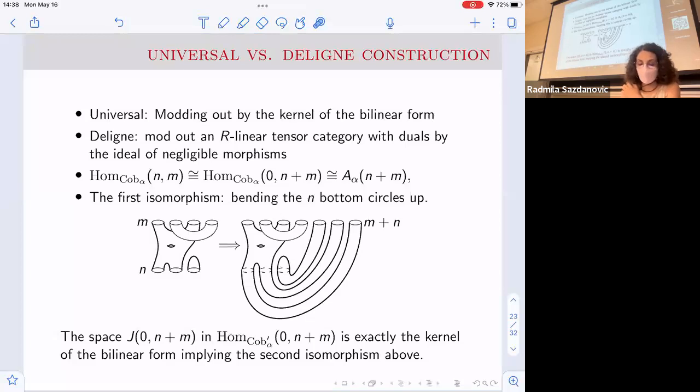Okay, something to notice that's a useful thing when you're proving things, and I think it's not hard to see. If you're looking at the hom space in this Cob alpha between N and M, it can be realized by taking all of the bottom circles and pulling them up here. And then you evaluate, and it's the same as the hom between 0 and N plus M. And again, that's the state space for N plus M circles. So basically you have the representation of the kernel of the bilinear form, and it just illustrates this isomorphism here.